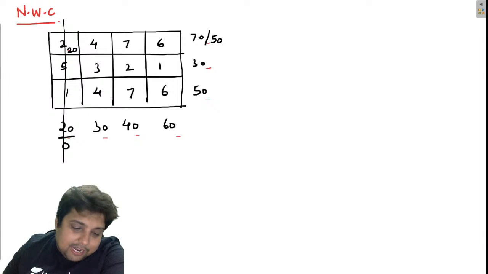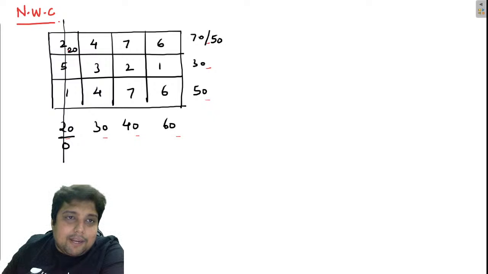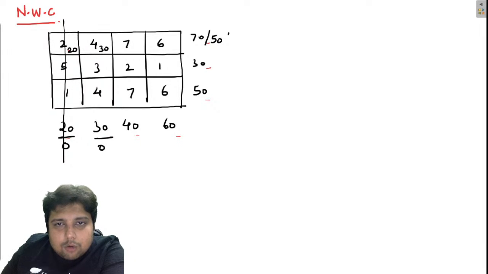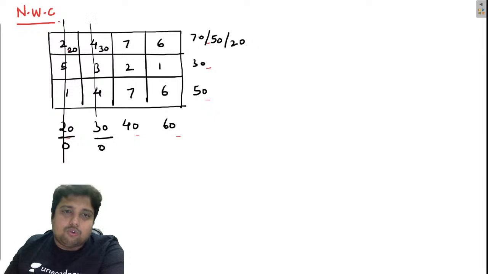Now the northwest element of the remaining matrix. Let me draw this and explain it to you. This is the remaining matrix. In this remaining matrix, the northwest element is 4. So now I will be targeting 4. 4 is basically asking us for 30 units. We can supply 50 units. So we have a big heart. Let us give 30 units to 4. This will become 0. This will become 20. This column will be closed.